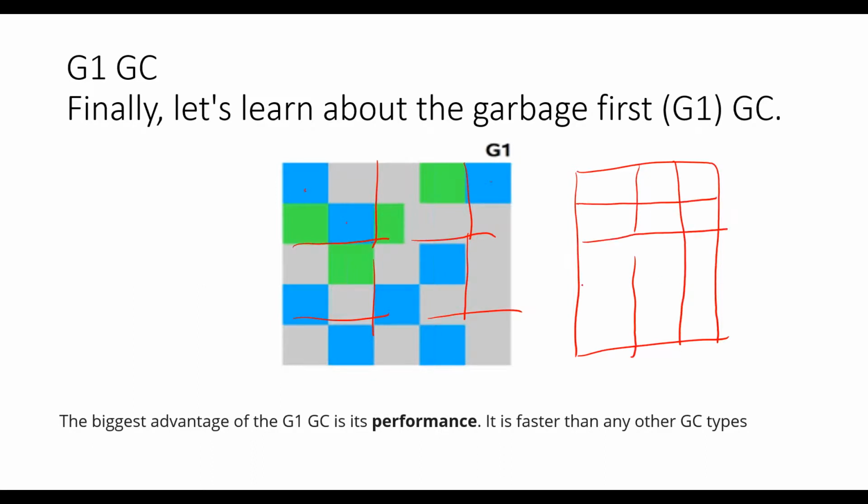So G1 is dividing it into smaller chunks so that it can work faster. If there are any objects which are not referenced, these objects will be cleaned. After that, you can see gray objects. Gray is nothing but your free space. Green are the live objects which are being referred. Blue are the objects which are gone, which are not referenced, and gray is the free space.